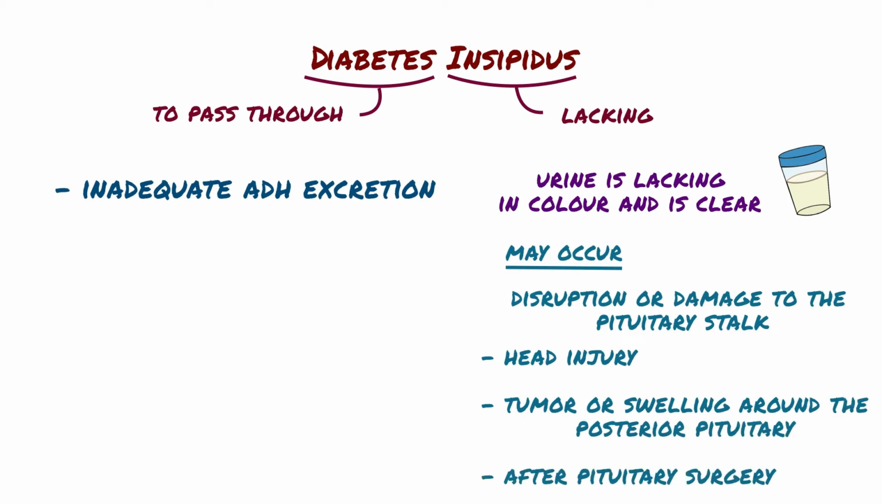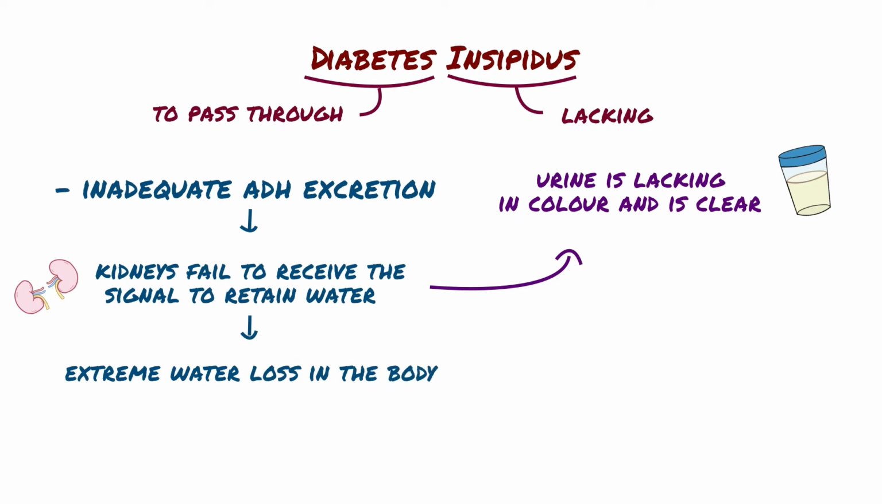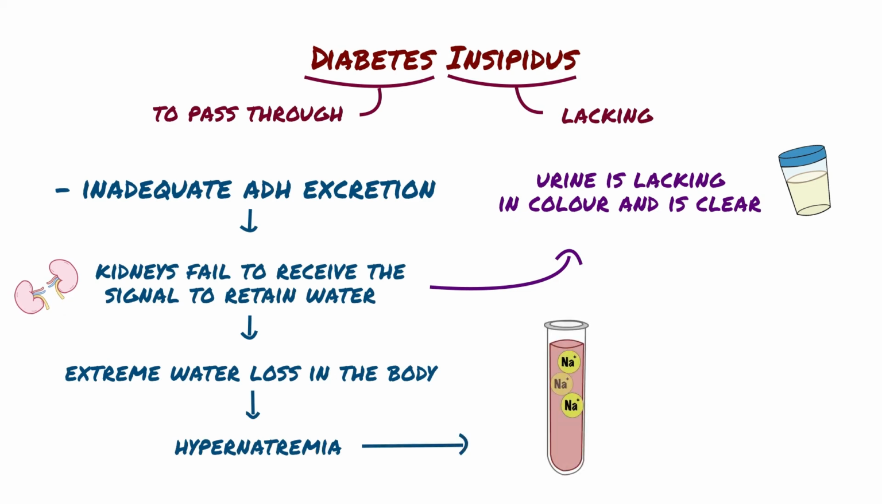ADH secretion is inadequate in diabetes insipidus. When ADH secretion is inadequate or low, the kidneys fail to receive the signal to retain water, and large amounts of dilute, almost clear urine result. Excessive urination, which occurs as a result of low water retention in the kidneys, causes extreme water loss in the body. And the extreme water loss can lead to hypernatremia, a condition in which the sodium concentration of the serum in the blood becomes very high due to low water retention.